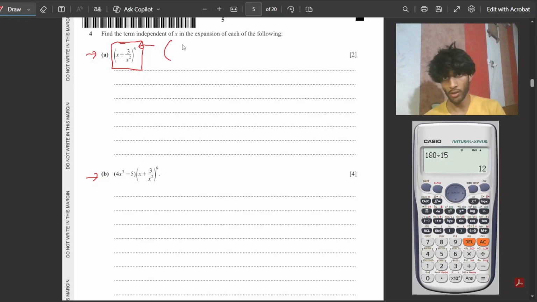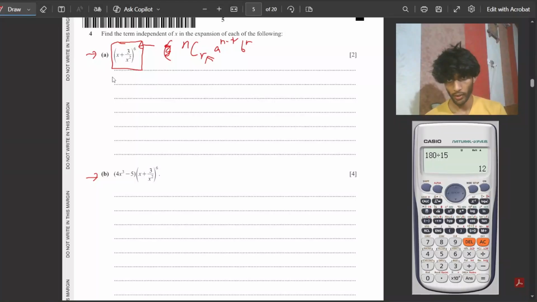The first situation is obviously really easy. You're going to do n choose r, and then a to the n minus r, b raised to the power r, and you're going to try all possible combinations. You're going to make this r go from 0 all the way to 6, write down all the possible values, and pick out the one that's independent of x. That's the easy way. Here's how you can do it faster. It's a bit difficult, but it's going to save you a bunch of time if you can figure out what to do.